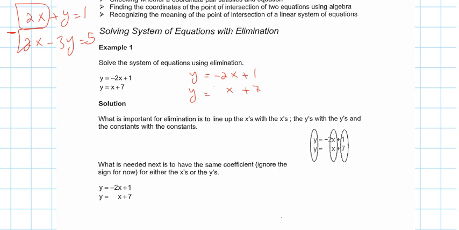So which letter has the same coefficient in front of it, y or x? They have to have the same number in front of it. What's the number in front of the y? 1. What's the number in front of the y in the second equation? 1. Do they have the same number? Yes. So this is the one that I want to eliminate.